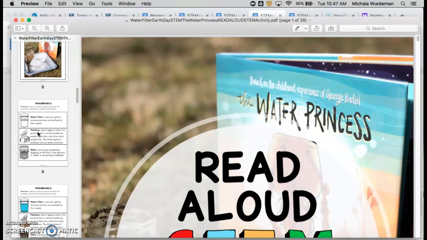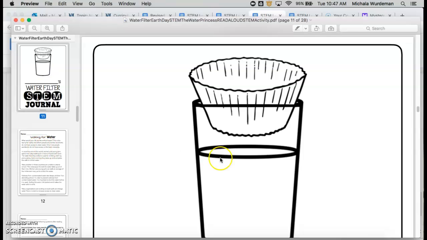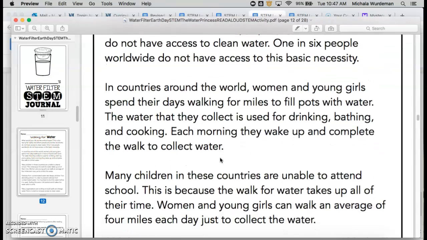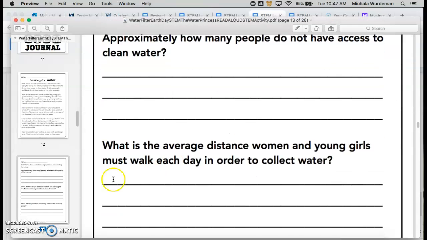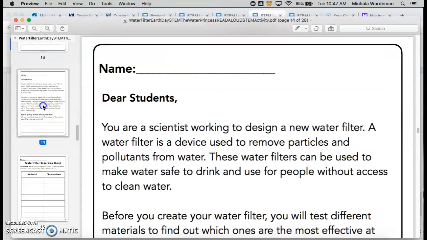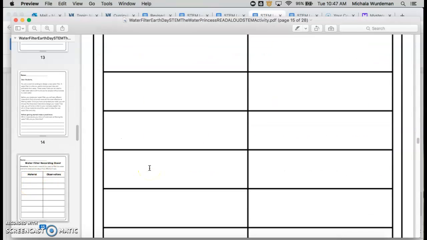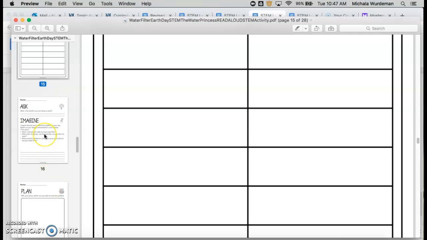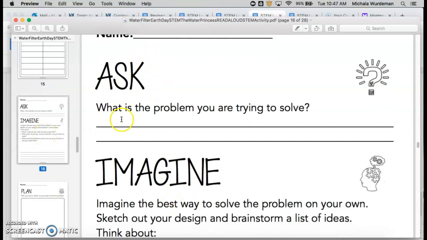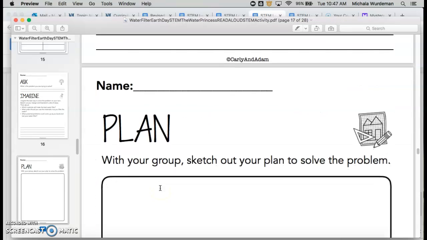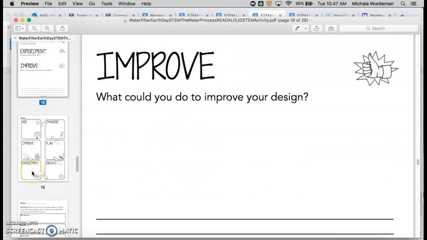So as we're working through here, here's their water filter journal that they'd have available to them. And it gives them information. Some of those essential questions are on here to help them answer as they read through that material. They're working to design their stuff. They'd list the materials and the observations they had as they use them. And then it really works them through that process of asking the question: imagine, plan, create, experiment, improve as they go.